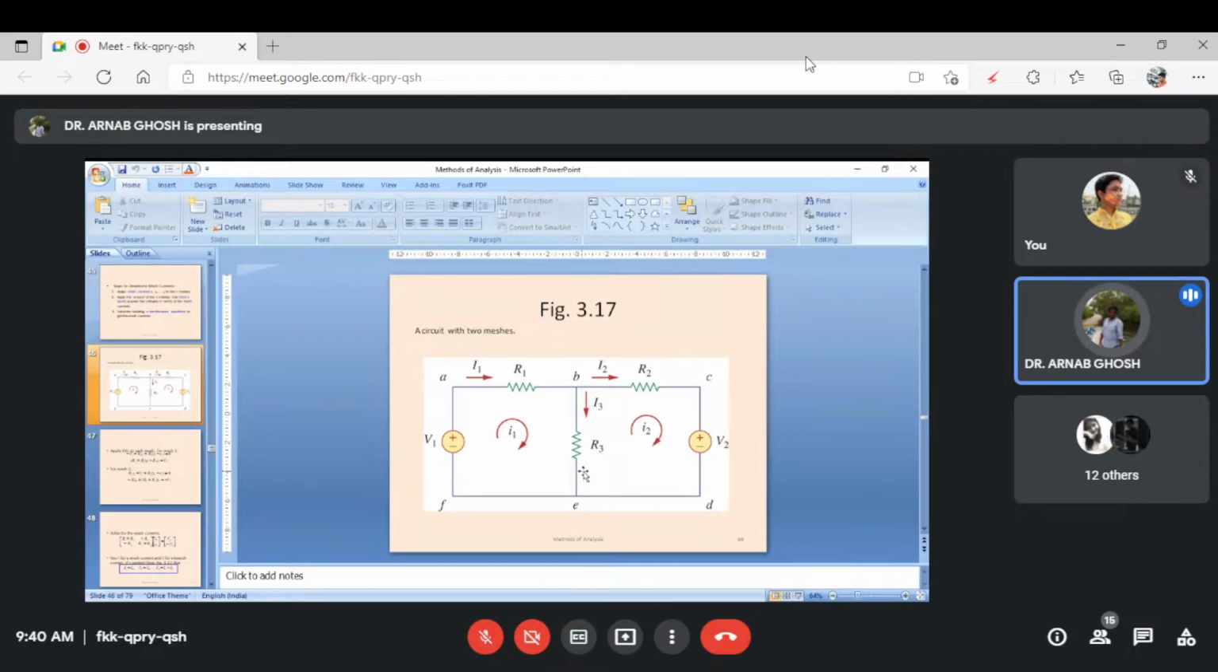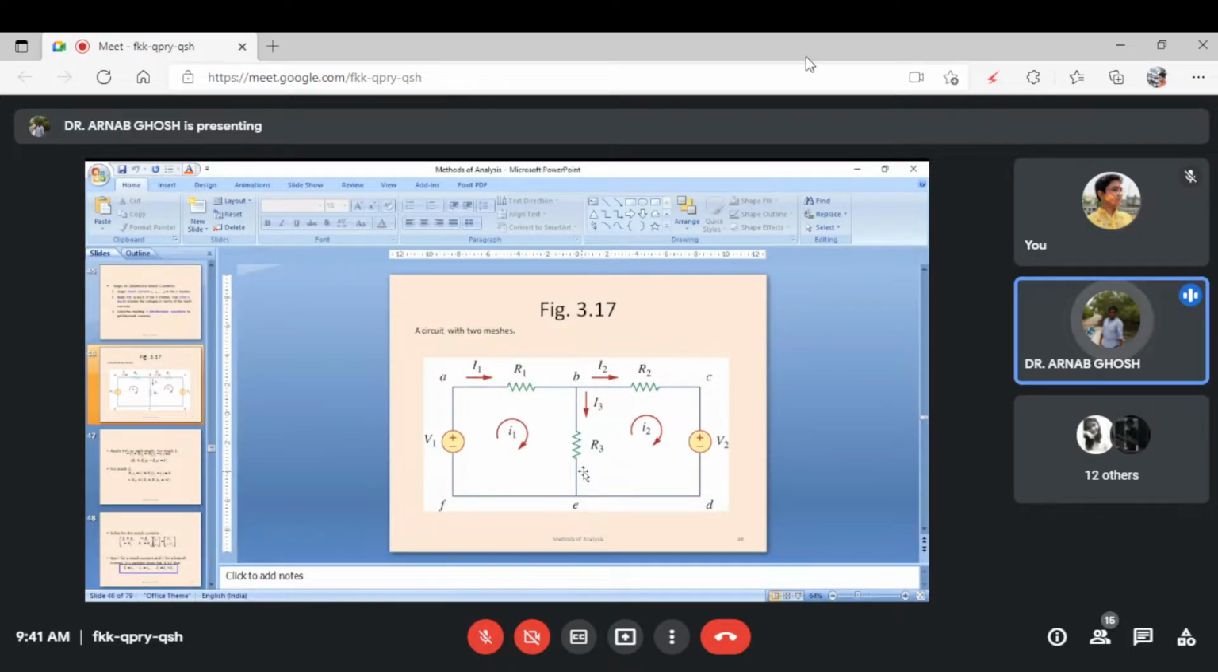So now if you write the KVL equations. So what is KVL equations? That means we have to write everything in terms of voltage. So when I am expressing a voltage across any element, say capital R1, the voltage there will be small I1 multiplied by capital R1. That will be the voltage across R1.